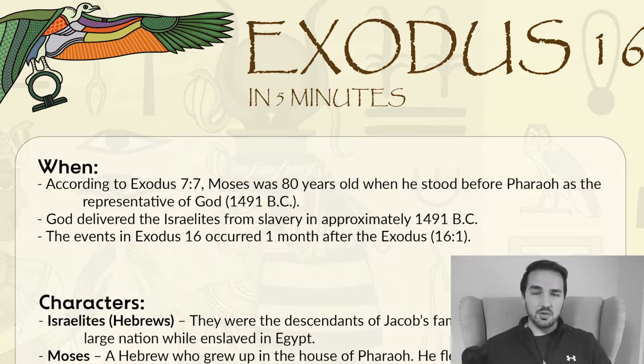Well, we've mentioned several times now that Moses was born about 1571 BC, and the Exodus, or when the children of Israel received their freedom from slavery in Egypt, that occurred 80 years later, about 1491 BC.